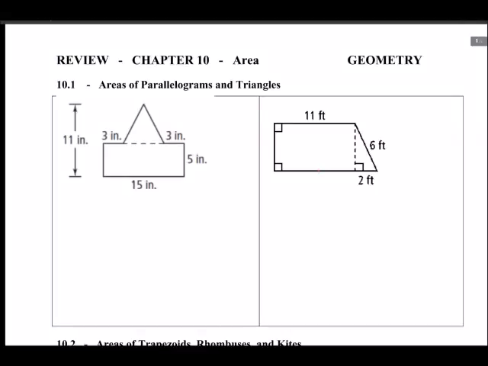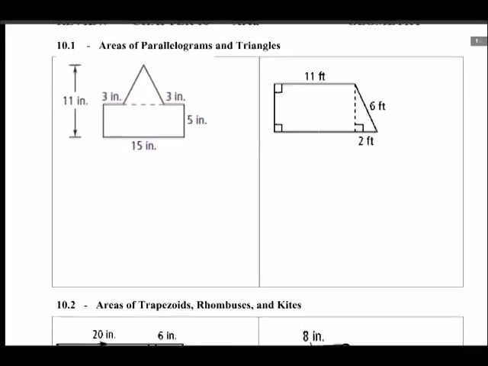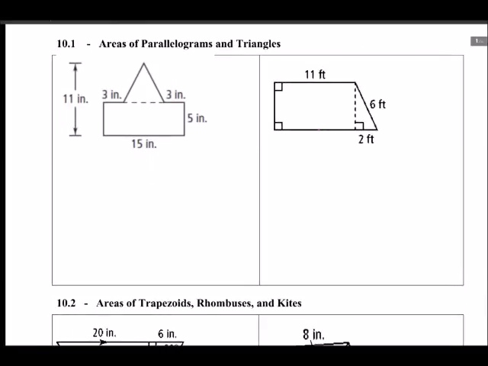Review Chapter 10. This is the first half of the Chapter 10 review, 10.1 through 10.4. So let's get started on our problems here. 10.1 was areas of parallelograms and triangles.